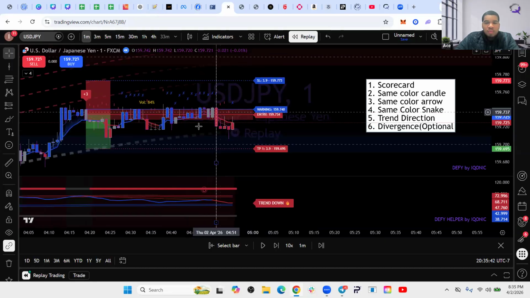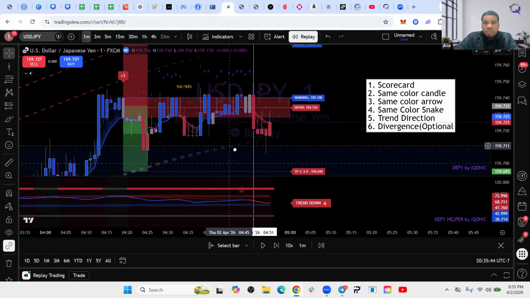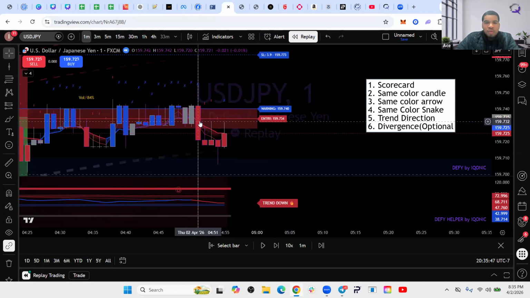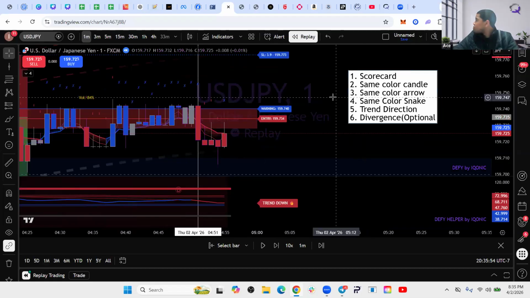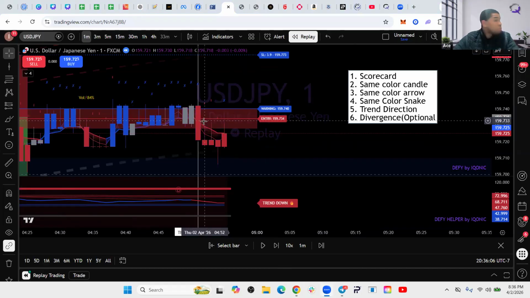So on this candle, let me zoom in. Do we have all 6 confirmations on this candle? And if not, what is missing? So let me know. No. Okay, what's missing? Snake. No. Arrow. There's an X. Yes. Okay. Scorecard. No. My bad. This is a scorecard.